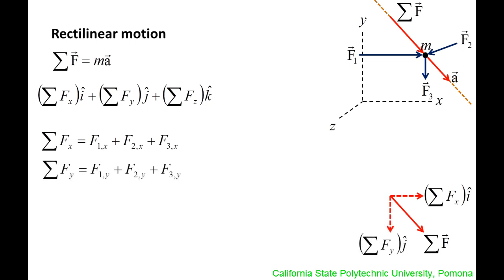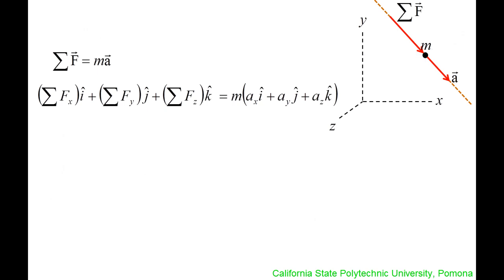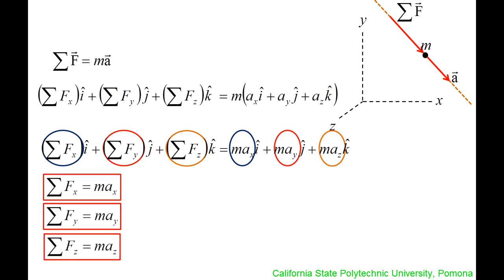Similarly, the y component of the resultant force vector is equal to the y component of F1 plus the y component of F2 plus the y component of F3. And the z component of the resultant force vector is equal to the z component of F1 plus the z component of F2 plus the z component of F3. The acceleration vector also has three components, ax, ay, and az. The equation of motion can be broken into three scalar equations, multiplying the mass and acceleration on the right-hand side and equating the terms in the x direction, y direction, and z direction. We now have three scalar equations of motion.